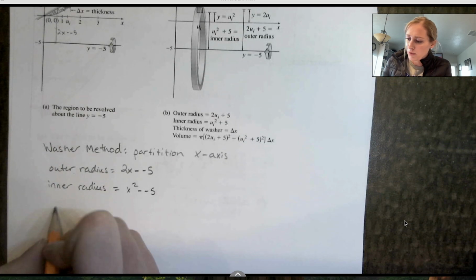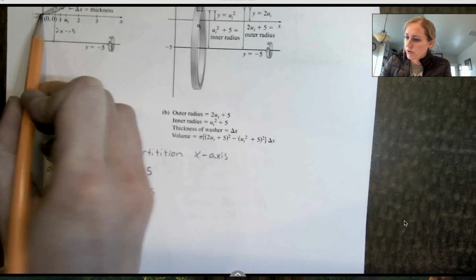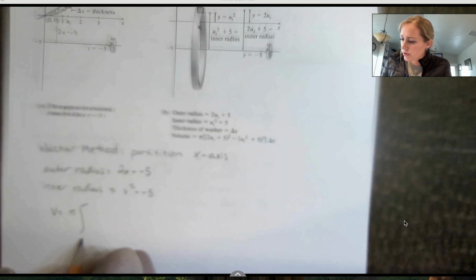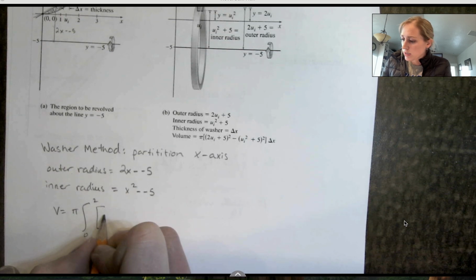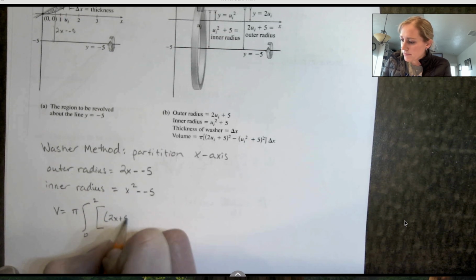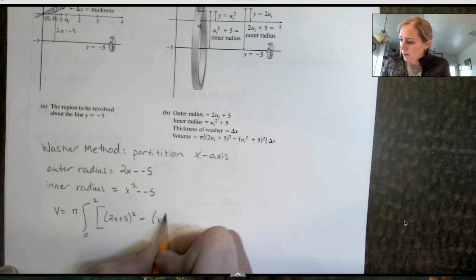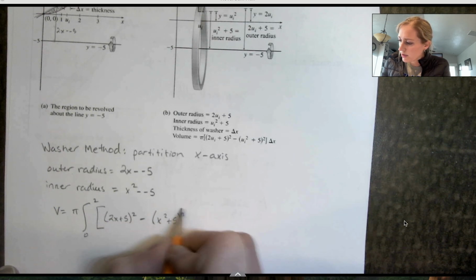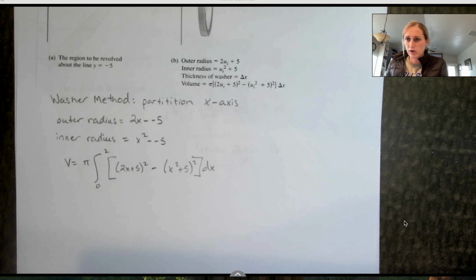So if we set that up using our volume formula, we're doing this with respect to x, so I go from 0 to that x value, which is 2. Outer radius is 2x plus 5, squared, minus the inner radius squared, so x squared plus 5 squared. And then we're doing it with respect to x, so dx is the thickness of all our washers.